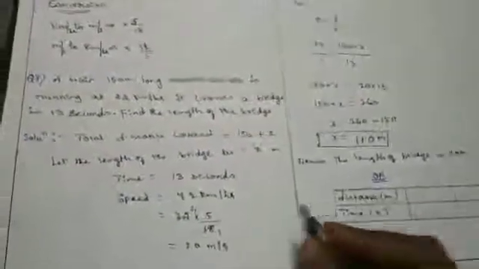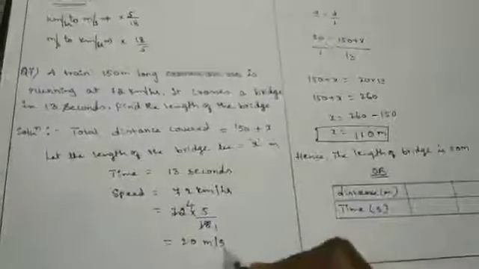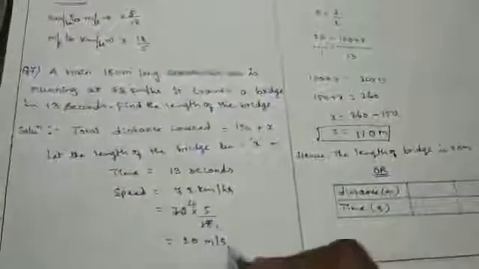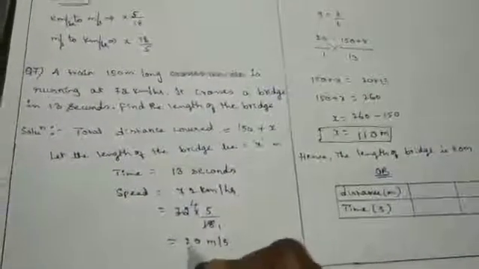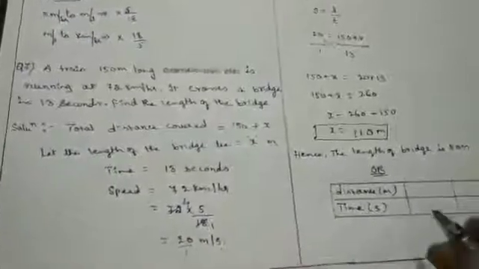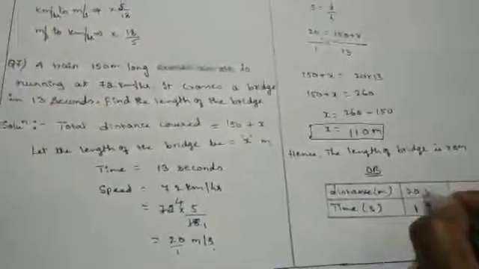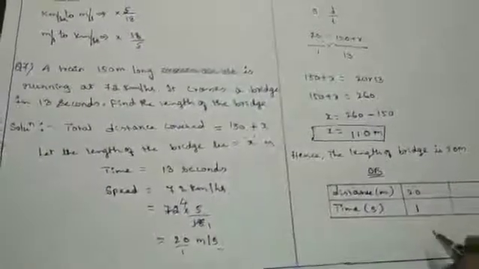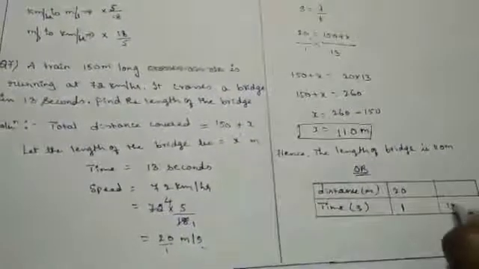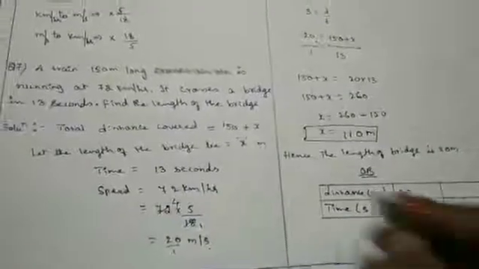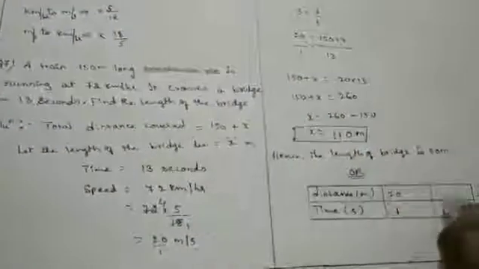So first one you should make sure from the speed conversion. From here you have to write. Okay, 20 can be written as 20 by 1. So for 1 second the distance covered is 20 meters. Then for 13 seconds, what is the total distance covered?